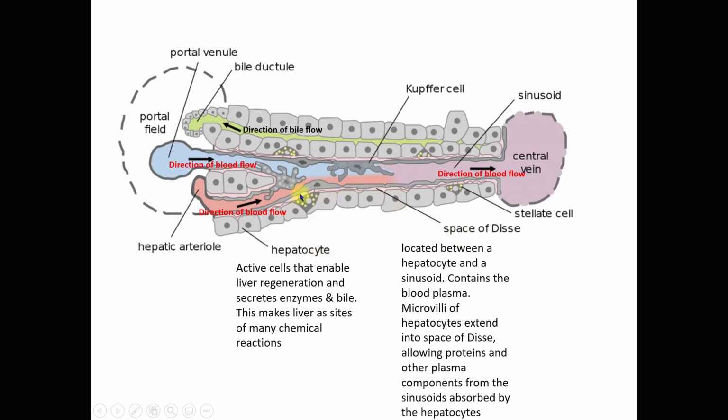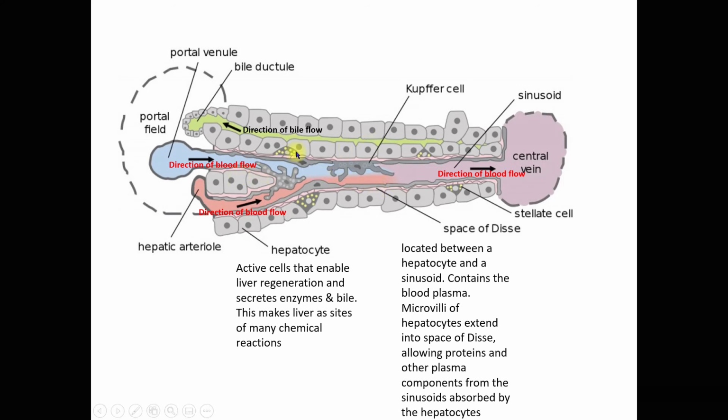Next, we have this space of Dis. Not Disse, it's pronounced as space of Dis. So this space of Dis is located between a hepatocyte and a sinusoid. You can see this is the sinusoid, this is the hepatocyte. So this is where the space of Dis is located. It contains blood plasma. And then the microvilli of the hepatocytes extend into this space of Dis, allowing proteins and other plasma components from the sinusoids to be absorbed by the hepatocytes.